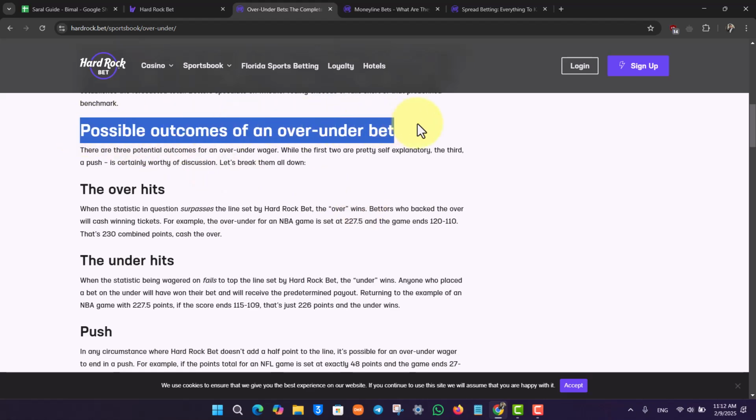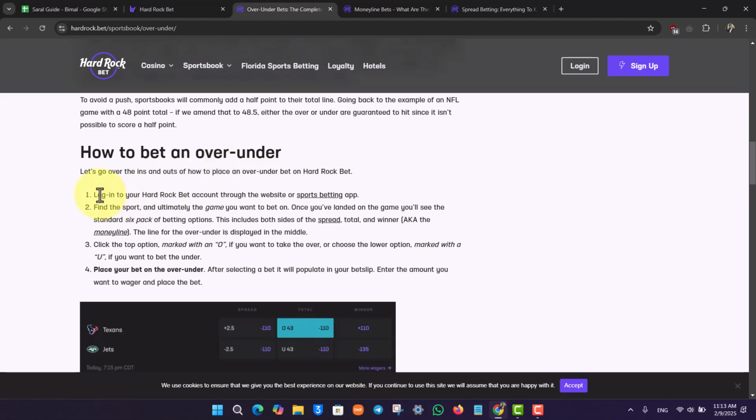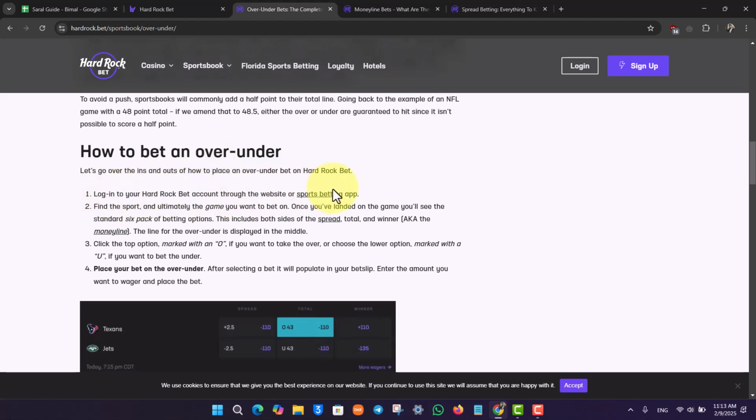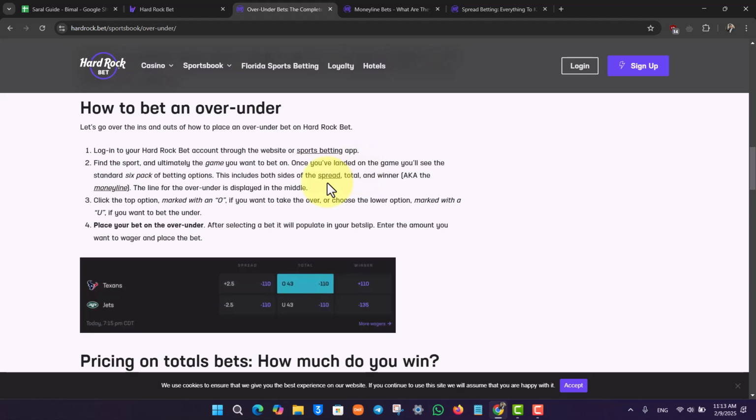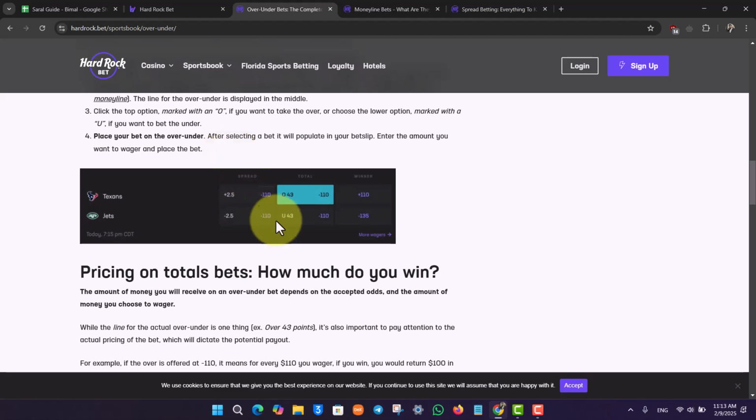There are also some of the possible outcomes of an over-under bet, and if you want to bet, of course, you want to log into your Hard Rock Bet account on the website or sports betting app. Then you want to find the sport and ultimately the game you want to bet on. Once you've landed on the game, you'll see the standard 6-pack of betting options, and from there you can place your bet on the over-under.